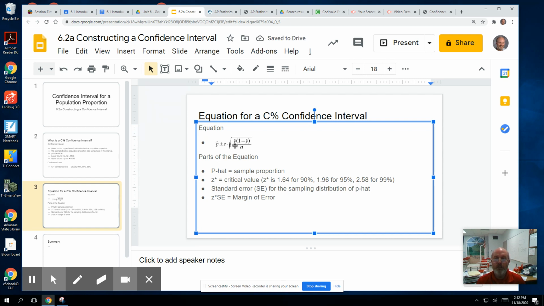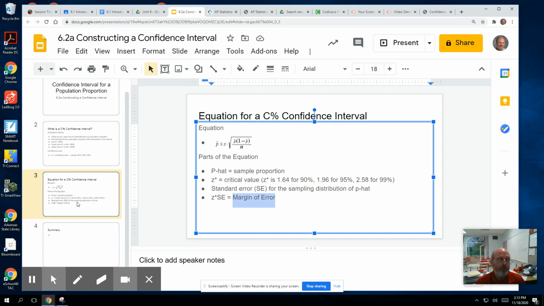This is the equation for a confidence interval for a population proportion. The p hat is the sample proportion. The z star is the critical value, and these are the common z stars that we'll use. I'll show you how to find uncommon ones. The standard error is all of this under the square root, the square root of p hat times 1 minus p hat divided by n. And then when we multiply the z times the standard error, that gives us the margin of error, the amount over and above our sample proportion that we're using to create the confidence interval for the estimate.